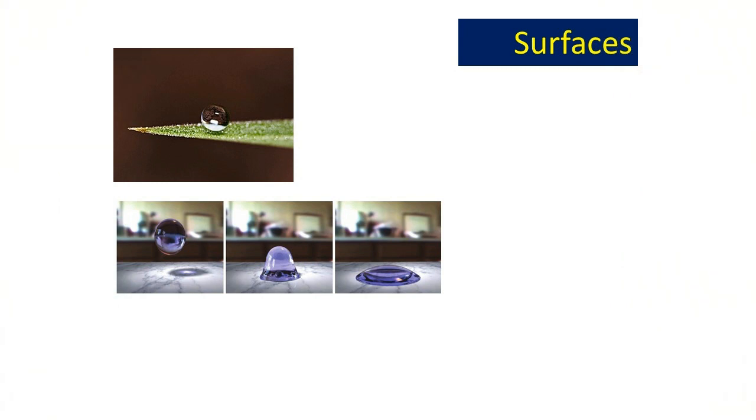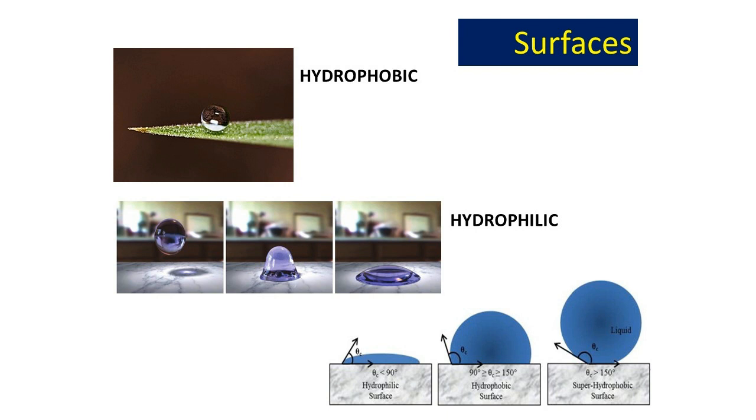Now take the surfaces. As I have already told, there are two types of surfaces: one is a hydrophobic surface and another one is a hydrophilic surface. Normally, this is determined by measuring the contact angle of a water droplet on the surface. If the contact angle is less than 90 degrees, then we call it a hydrophilic surface. And if it is more than 90 degrees, it is a hydrophobic surface. And if it is more than 150 degrees, we say it is a super hydrophobic surface.